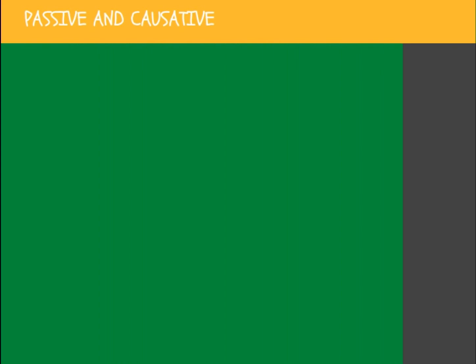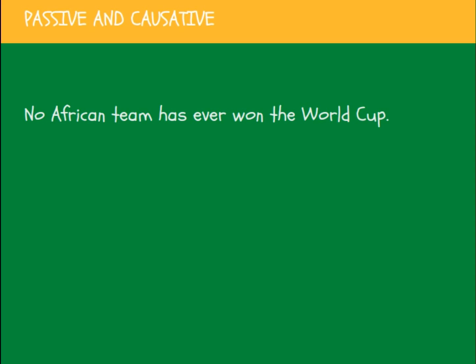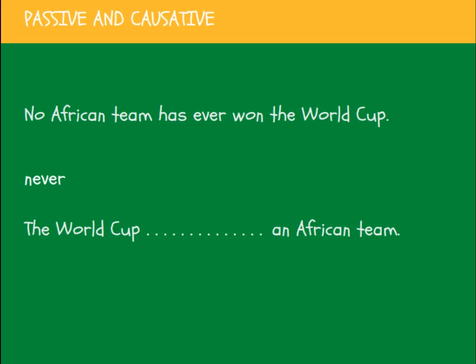No African team has ever won the World Cup. The verb in this sentence is in the present perfect, so I can make it passive by using the present perfect of the verb be, have or has been. The World Cup has never been won by an African team.